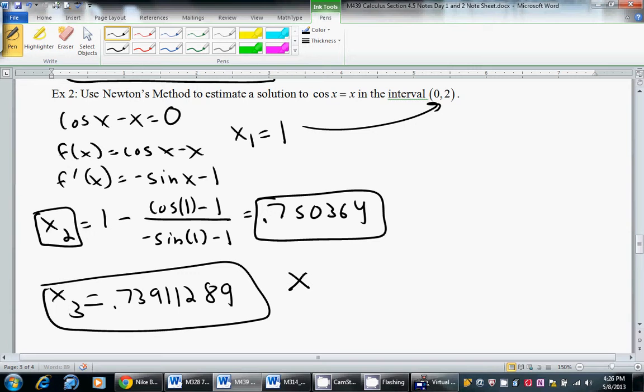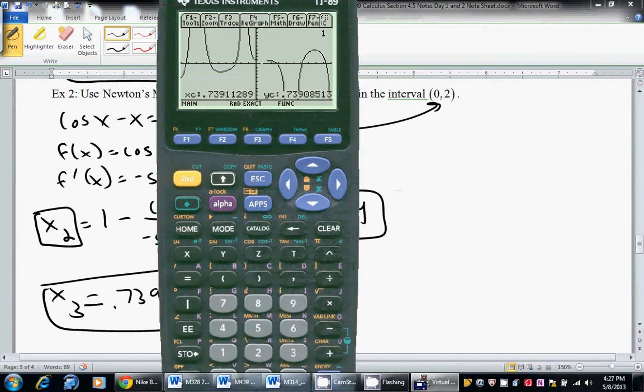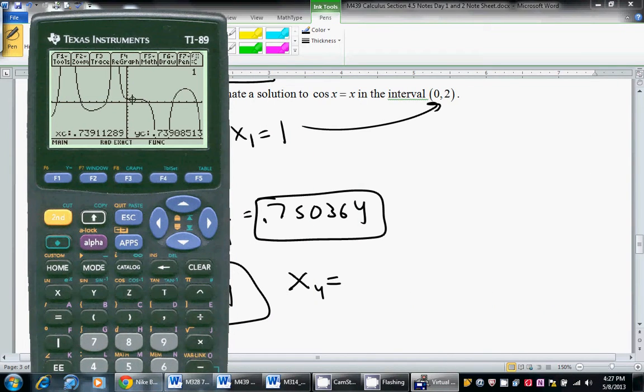Okay, let's find x sub 4 by plugging 0.73911289 back into the function there. And I get x sub 4 is 0.739085513. So I'm getting close.